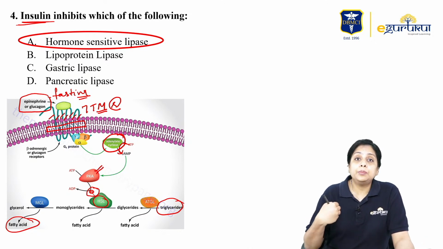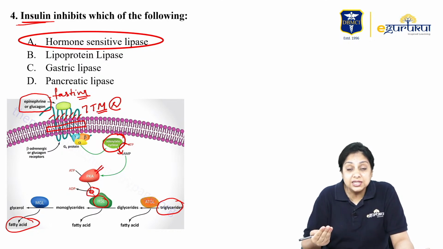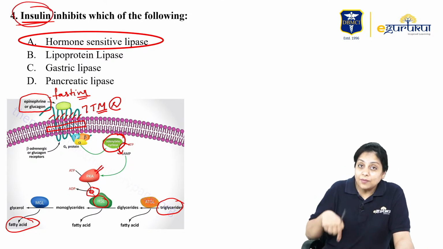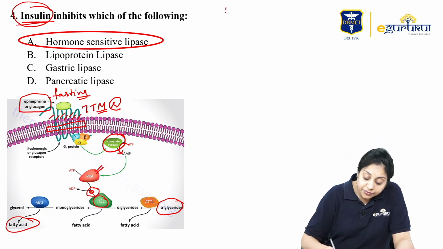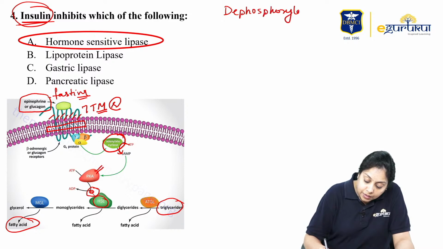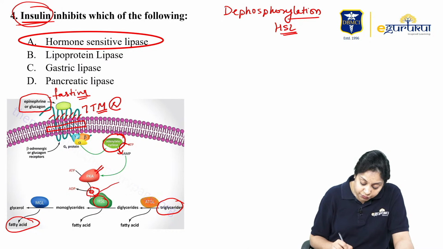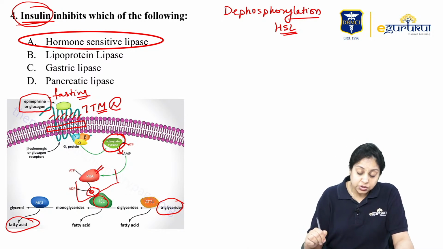So if a person eats, let's say I was in the fasting state in the morning, now I have started eating. That means I'm going to release insulin. So do I want HSL to be working? No, I don't want HSL to be working. So I have to do what? I have to do the dephosphorylation of the hormone sensitive lipase enzyme, right? That is what insulin does. So insulin inhibits what? Hormone sensitive lipase.